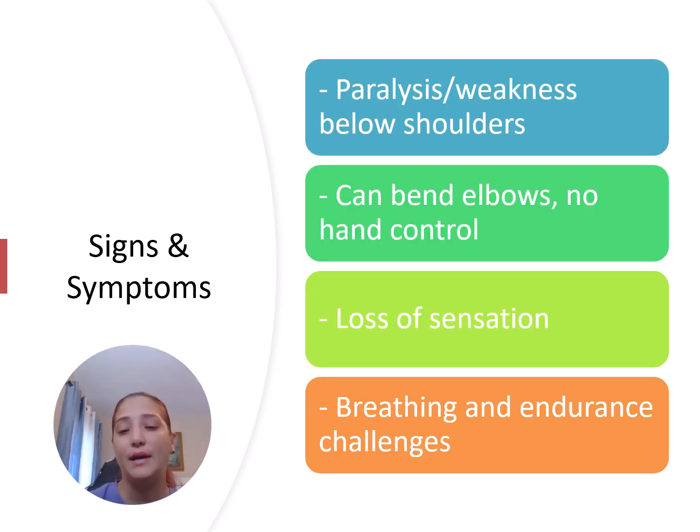Clients with C5 spinal cord injuries typically present with paralysis below the shoulders, ability to bend elbows but not move their hands or fingers, limited sensation below the level of injury, and difficulty breathing deeply due to the weakness of the diaphragm. They often require adaptive devices, caregiver assistance, and specialized OT support for daily activities.